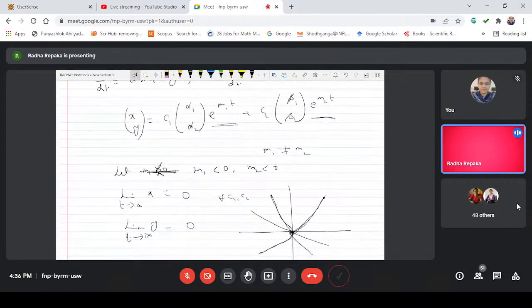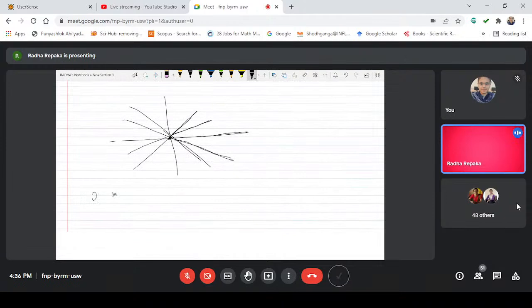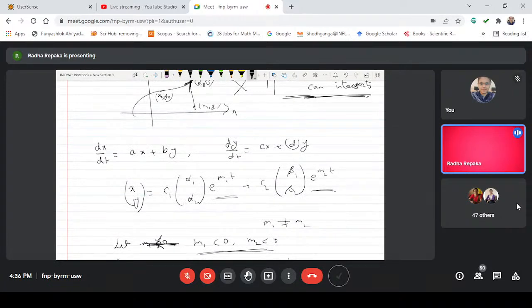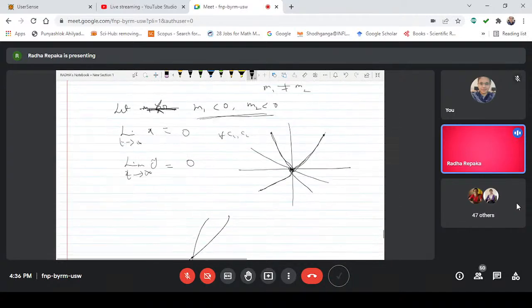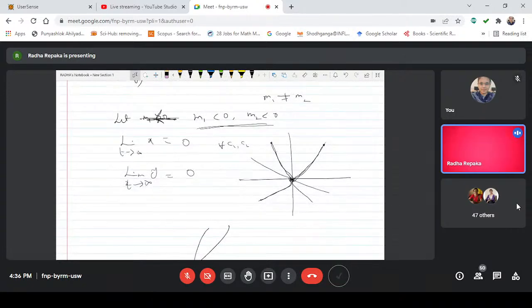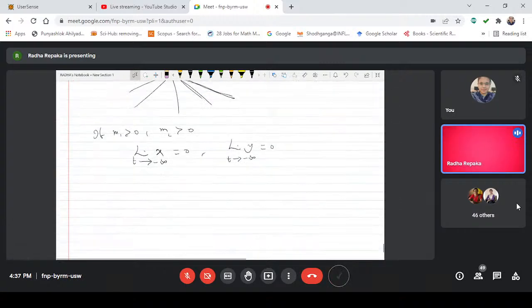Okay. If m1 and m2 are positive, then what happens? The limit of x as t tends to minus infinity is 0, and the limit of y as t tends to minus infinity is 0. So when both are positive, as t tends to minus infinity, this will be 0, this will be 0. So always in this case, all paths are approaching (0, 0), either when t is tending to plus infinity or to minus infinity.